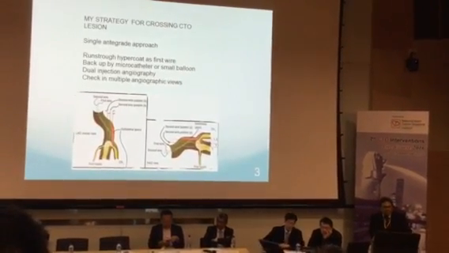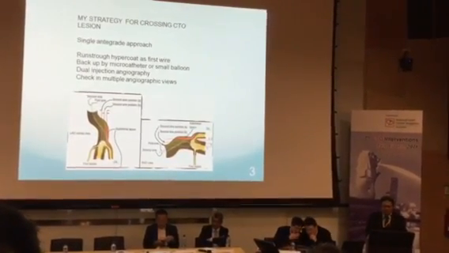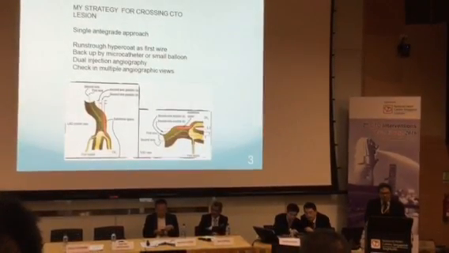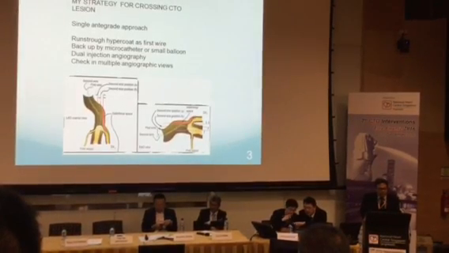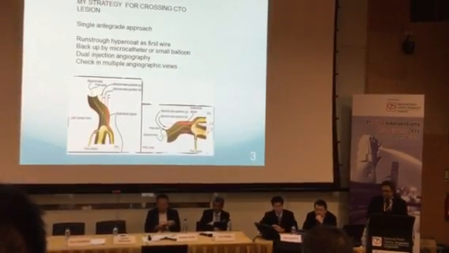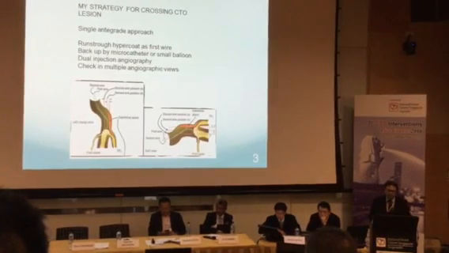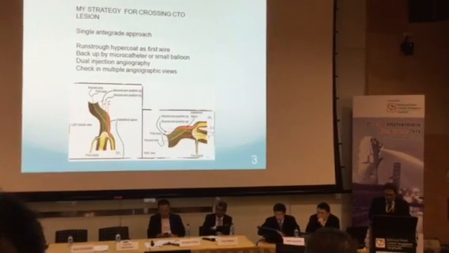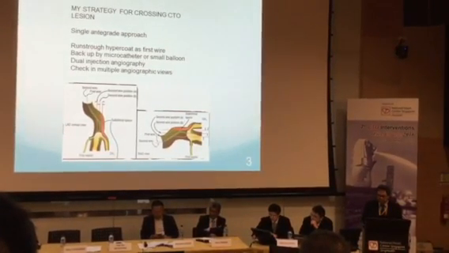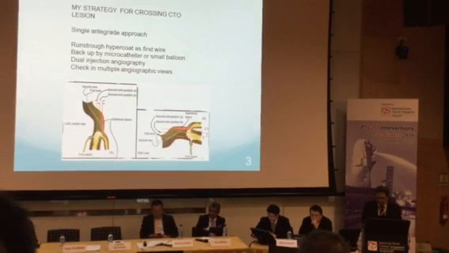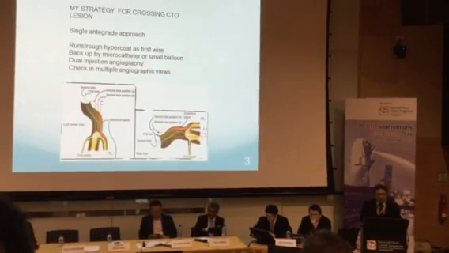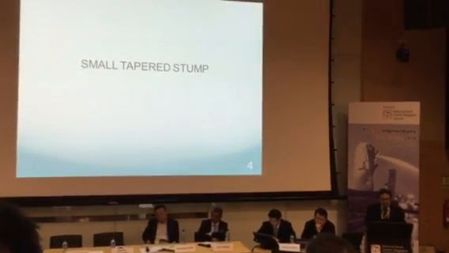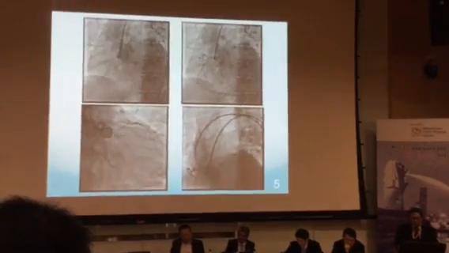So this is my strategy for crossing CTO in daily practice. Usually I use a single integrated approach. I use a Runthrough Hypercoat as the first wire and pick it up with a microcatheter, usually a Finecross, and sometimes we use dual injection angiography and check in multiple angiographic views. I want to show you some cases of CTO lesions that can be done with a very simple technique and limited material.